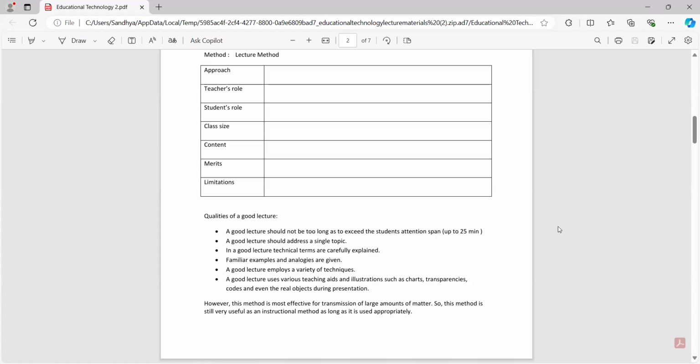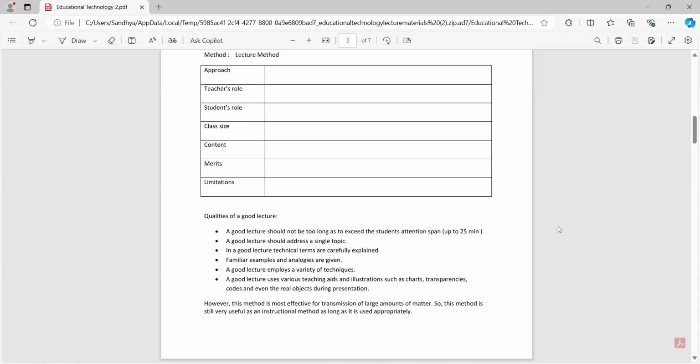And then a good lecture should address a single topic. Because in the lecture, the students just listen and learn. They are not to talk, ask questions, and discuss anything. Because of that, you don't have to make it a complex one. You have to make it very simple, to the point, one single topic to be discussed.